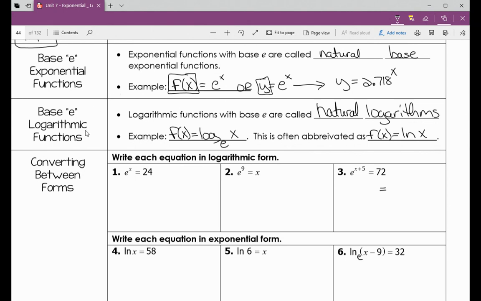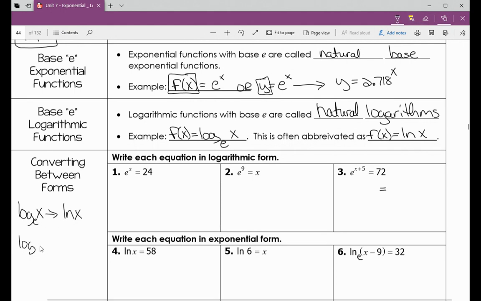Now, base e logarithmic functions. Log functions with base e are called natural logarithms. For example, you might see f of x equals log base e of x. This is often abbreviated as f of x equals natural log of x. So basically, if you ever see log base e of x, you need to rewrite it as ln of x, because there is an understood e right there. You won't ever see it when you see the ln, but that's the difference between log and natural log.